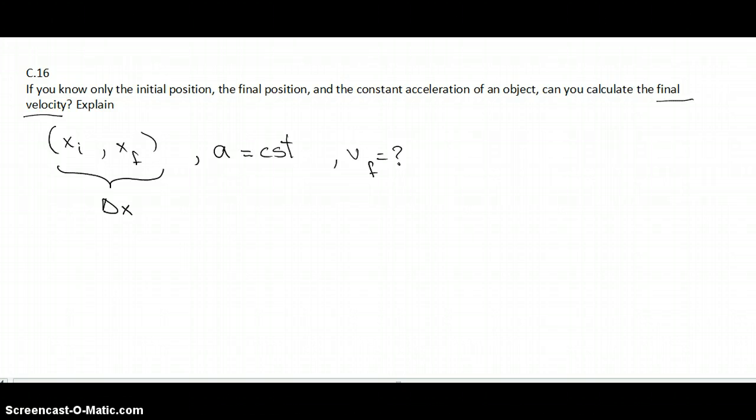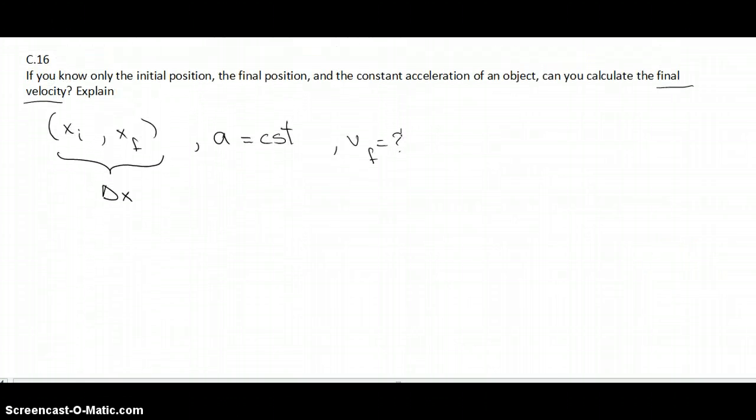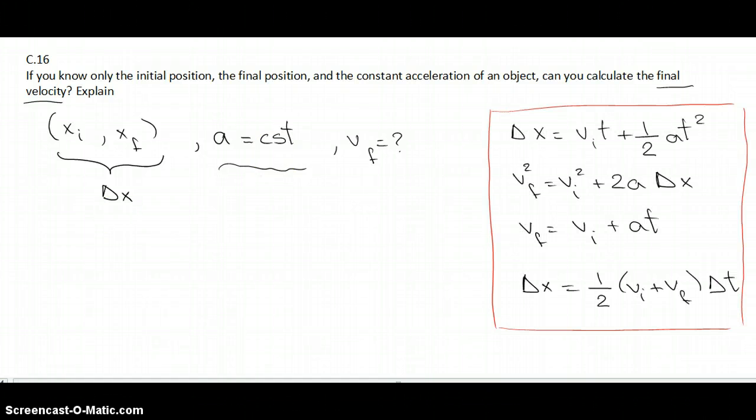So how do we think about this problem? This is a problem with constant acceleration, which means the formulas for constant acceleration apply. I will write them down. So these are the four formulas for motion with constant acceleration. And as we said, they will be given to you in the test. So I look at them.